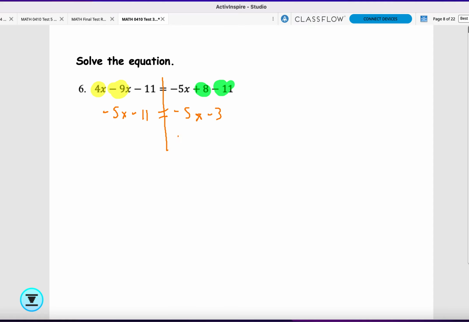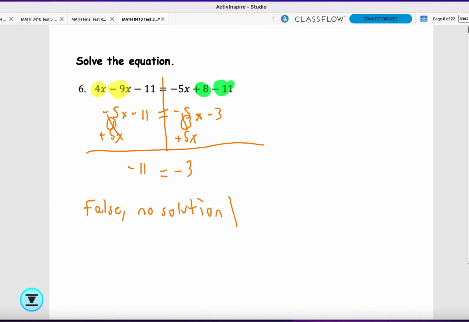So I'm gonna go ahead and move 5x to the other side. Notice how the 5x's cancel out on both sides, so I get negative 11 equals negative 3. And this is a statement. Does negative 11 equal negative 3? If you said false, you're correct.